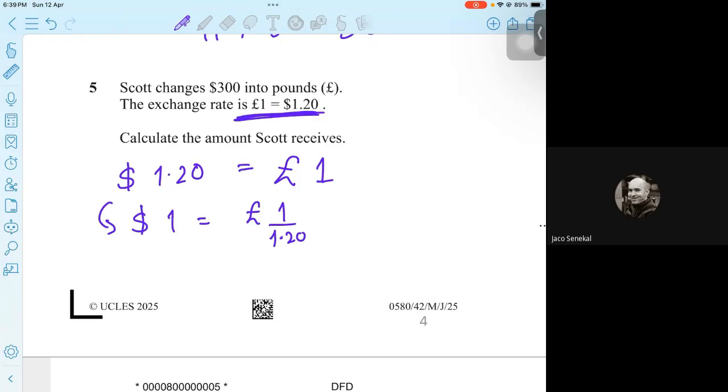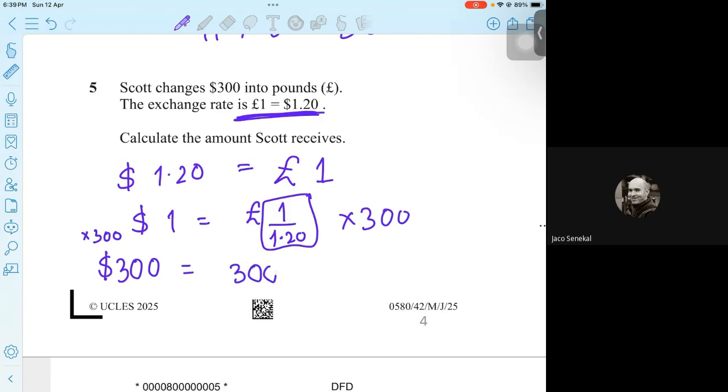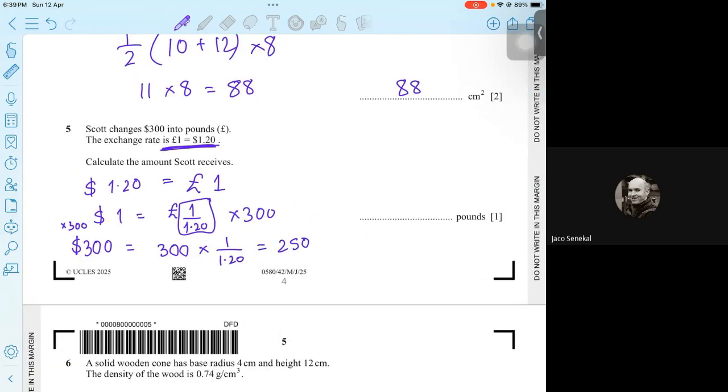The next step says that if $1 is 1 over 1.2, then $300 should be this into 300, because I'm multiplying this with 300. So this comes out to be 300 into 1 over 1.20. If you plug this in the calculator, I think you should have 250, if I'm not wrong. So your answer should be either this or just write the answer of 250 here. Are you all cool with this?